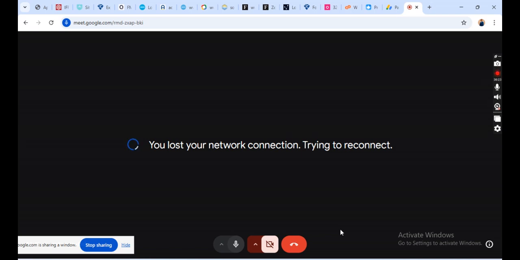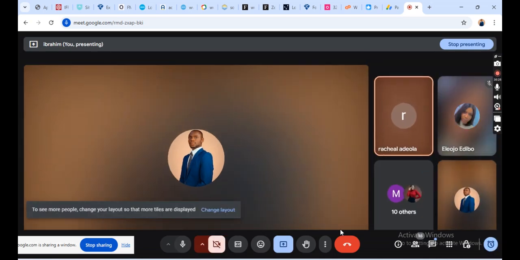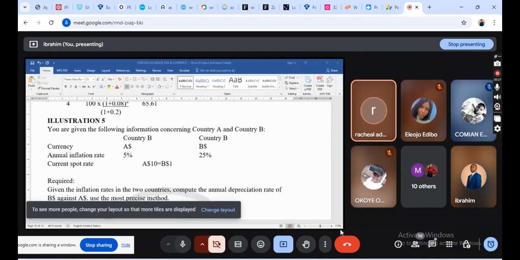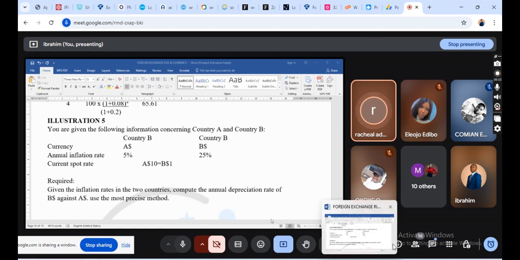Look at the illustration on that as well. And moving forward to depreciation and appreciation of currency. Yeah, that's it, sir.